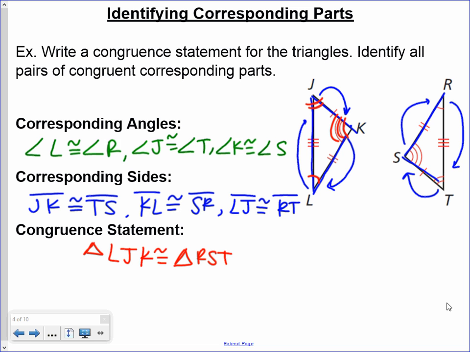Okay, so now we're going to use these corresponding parts to solve for a couple of variables. And I'm trying to rush through these notes because this is actually Friday morning, and I'm trying to get these done before first hour.